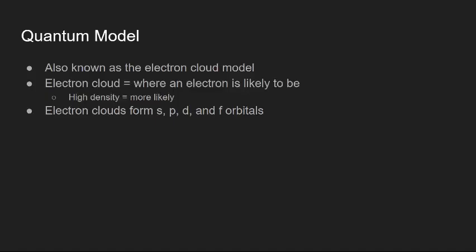This leads us to the quantum model, which is also known as the electron cloud model. An electron cloud is basically just a probability model of where an electron is likely to be. If the cloud has a high density, that means the electron is more likely to be there. These clouds form the s, p, d, and f orbitals. Sometimes, if an electron gains enough energy, it can transfer to a higher energy level, as we can see in our animation.